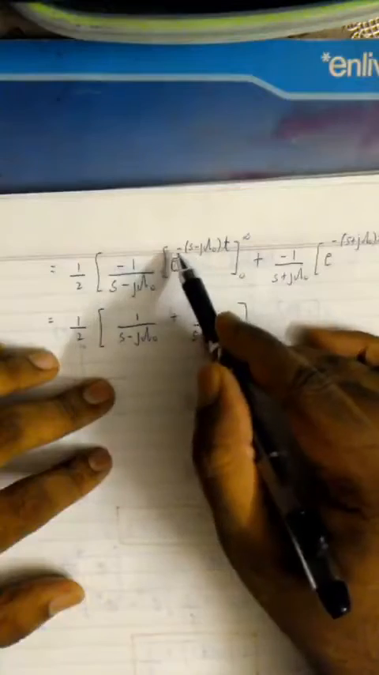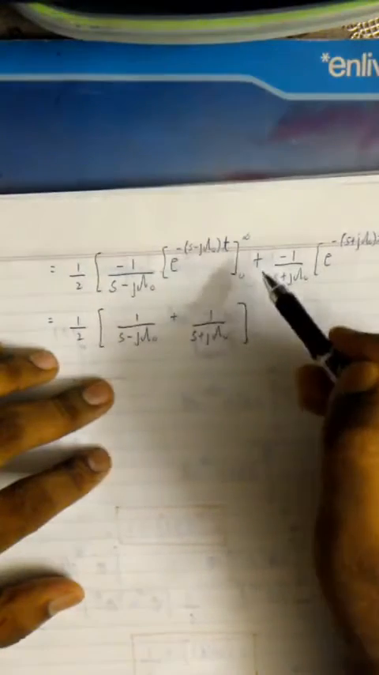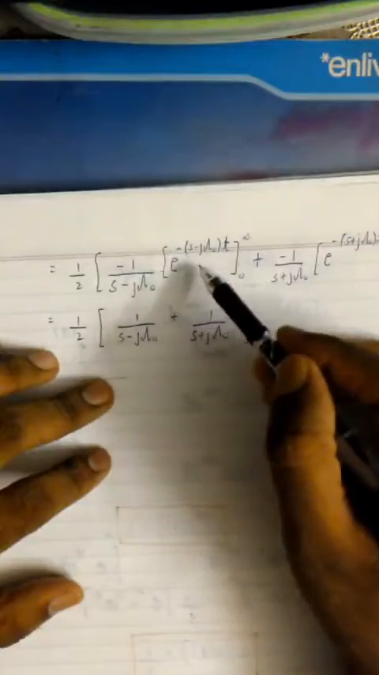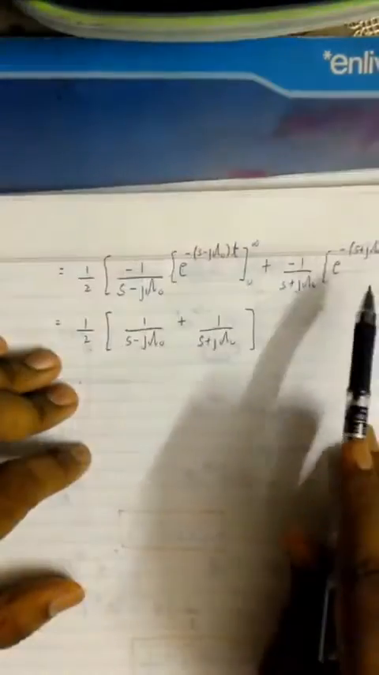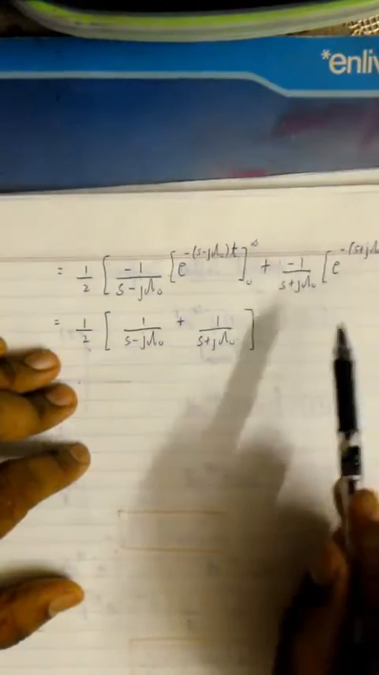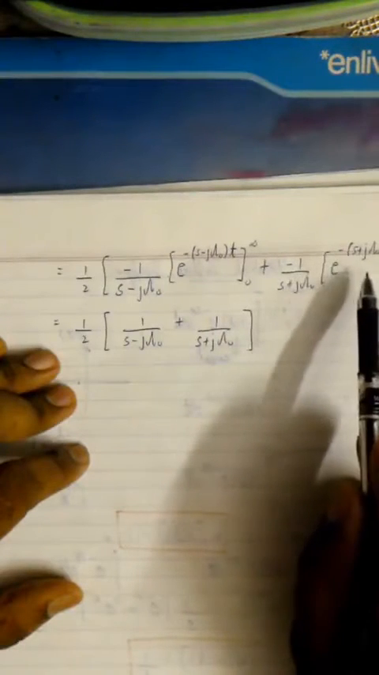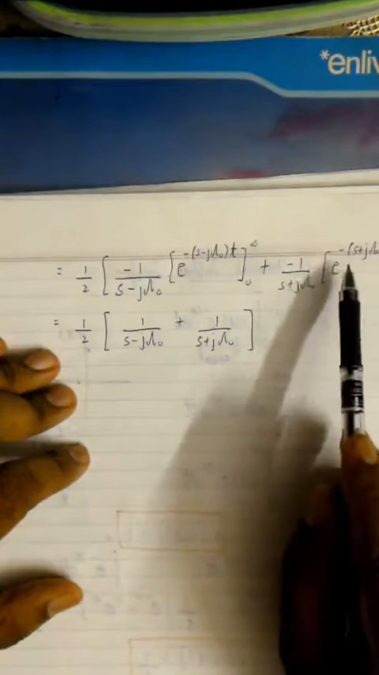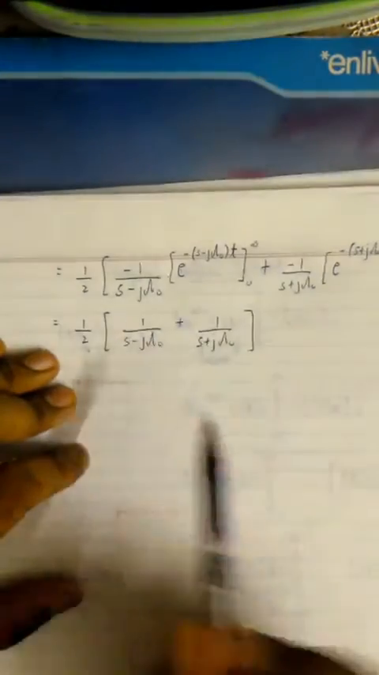Yes, because if I substitute infinity it becomes e raised to minus infinity, then e raised to minus infinity minus e raised to 0. E raised to minus infinity is 0, so 0 minus 1, into minus 1, it becomes plus 1. Similarly over here also, if I substitute infinity it becomes e raised to minus infinity, and if I substitute 0 it becomes e raised to 0, so e raised to minus infinity minus e raised to 0 means 0 minus 1 into minus 1 is positive, so I get this value.